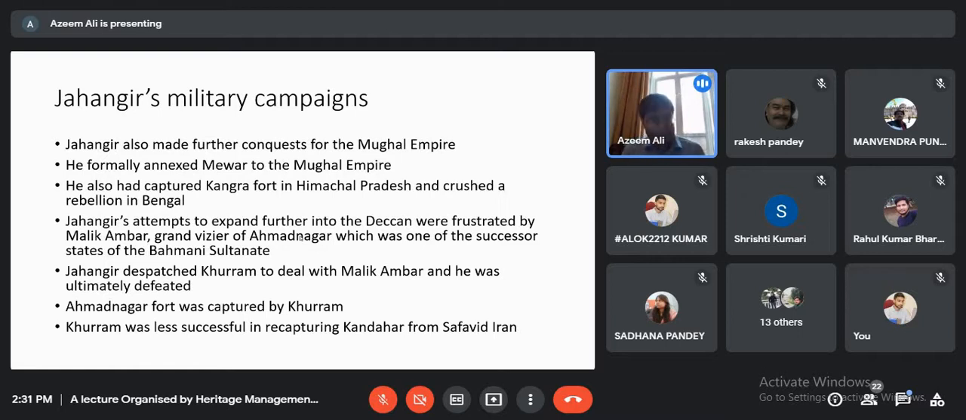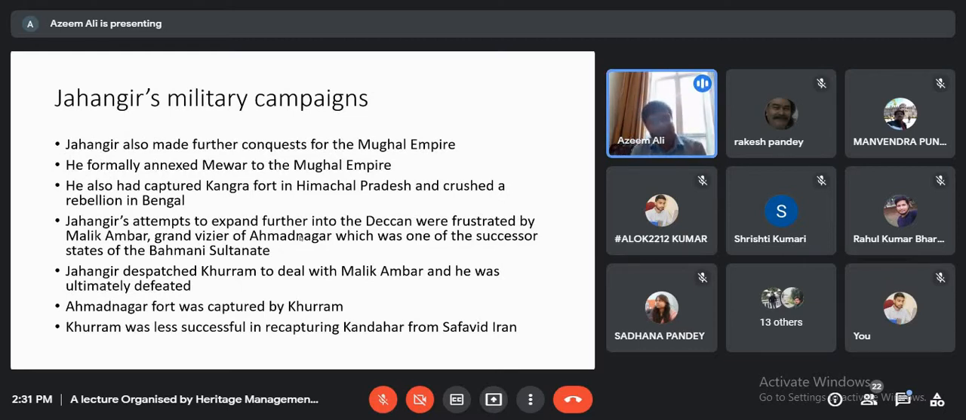And Jahangir's reign involved numerous military campaigns, so he made further conquests for the Mughal Empire. He formally annexed Mewar in Rajasthan to the Mughal Empire. He also captured Kangra Fort in Himachal Pradesh and crushed a rebellion in Bengal. Jahangir also attempted to expand further into the Deccan, but these attempts were frustrated by the famous Grand Vizier of Ahmadnagar, Malik Ambar. Ahmadnagar was, of course, one of the successor states of the Bahmani Sultanate, which I talked about in my previous lecture.